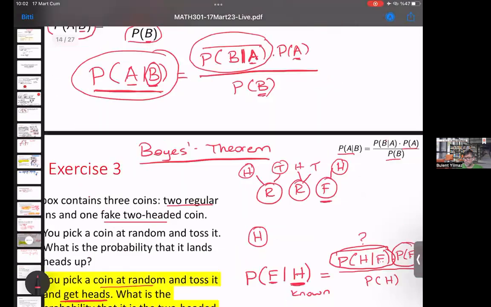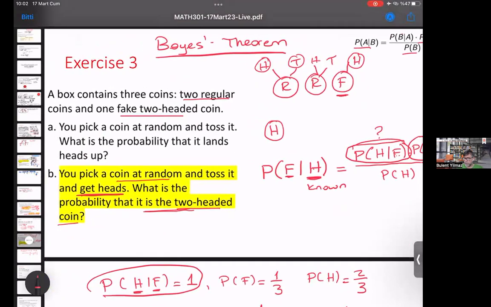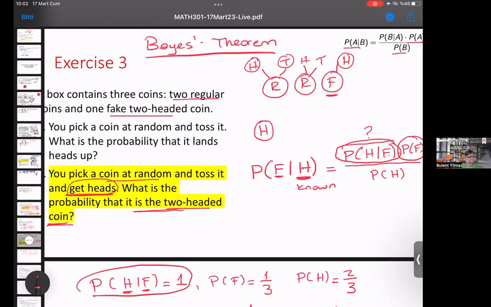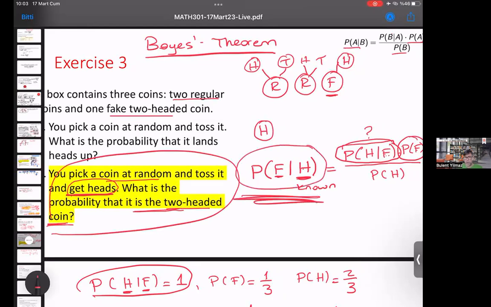So, everybody got the idea here? Did you understand what I did here, guys? I know that I got heads, but I want to know, is it a 2-headed coin that caused this heads? Yes or no? Or what's the probability? How can I do it? First, by reading the question, I want you to understand what is being asked. What kind of conditional probability is being asked?